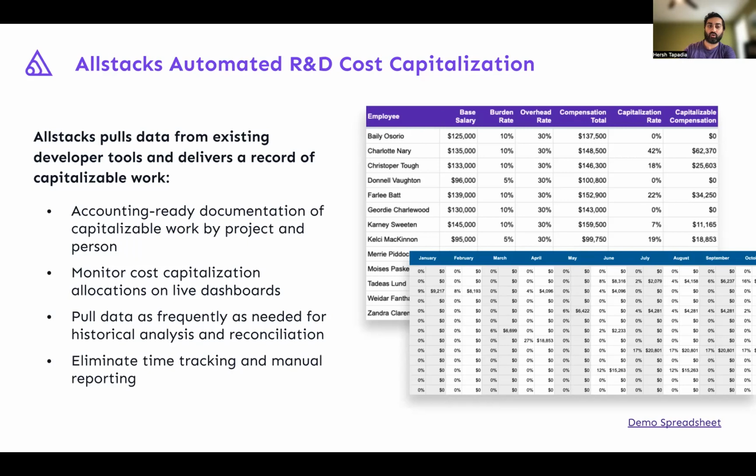We also have ways to monitor these capitalization allocations on live dashboards inside of Allstacks. You can pull this data as frequently as you'd like. Typically, organizations pull it monthly or quarterly, and they can also pull it for any historical period of time if you need to reconcile something. So this really allows you to eliminate time tracking and manual reporting inside your organization.